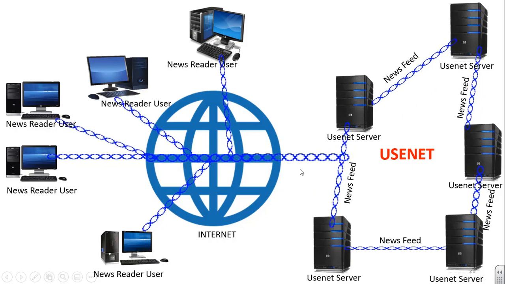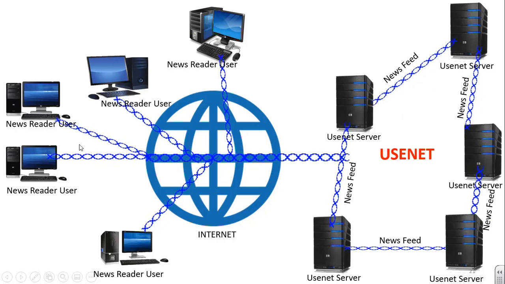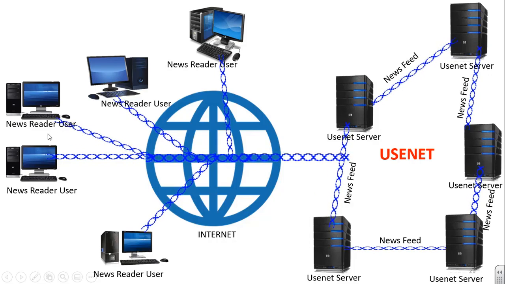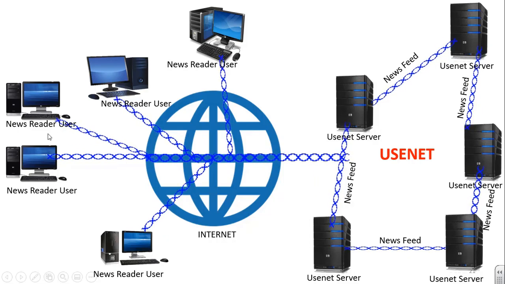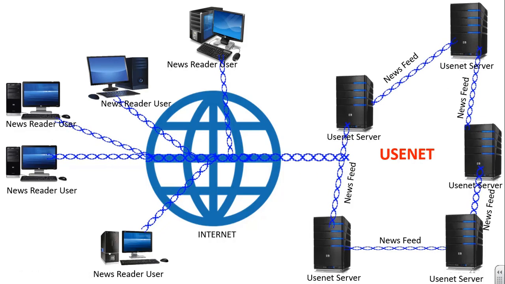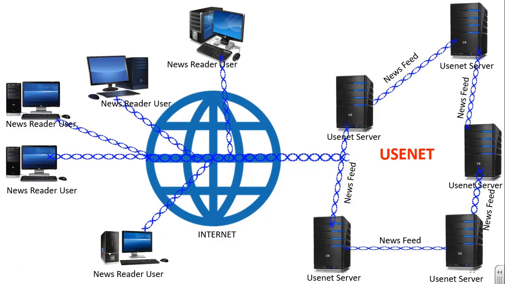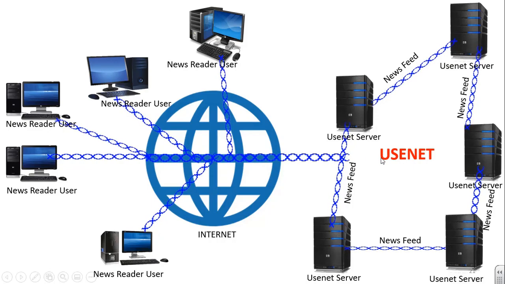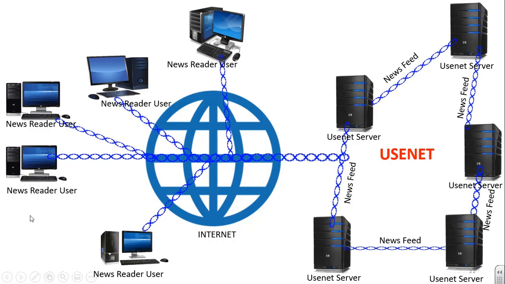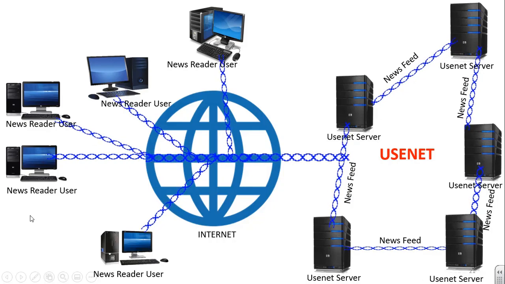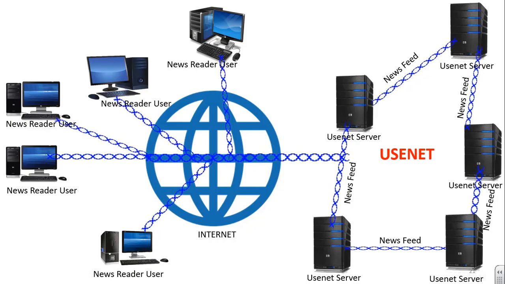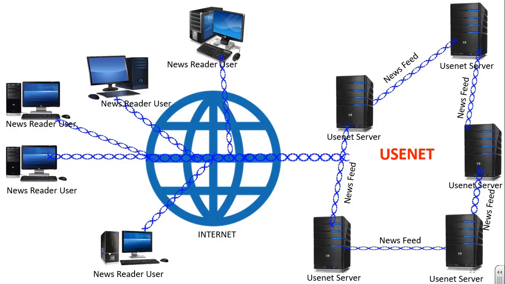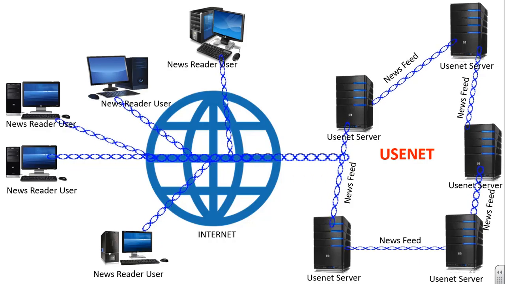They are connected to the internet, and with the internet, a number of users are connected. On the user computer, a particular software named Newsreader is there. That Newsreader allows the user to read different news from the Usenet servers. So Newsreader is a program installed on the user computer. That program allows the user to get articles or post articles on the Usenet servers.